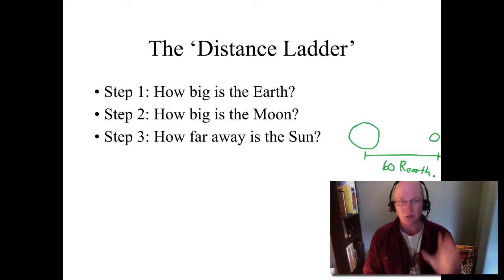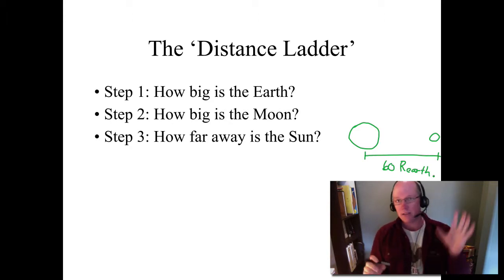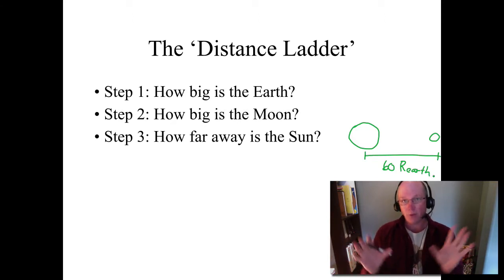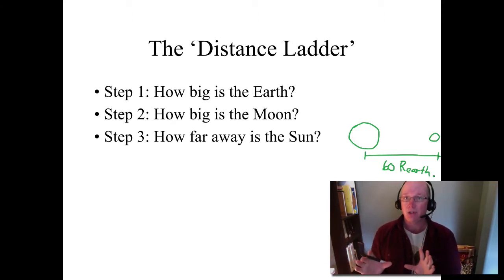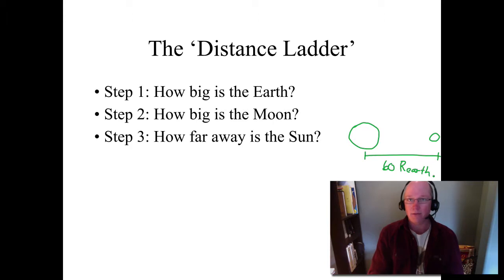Now this is a tricky observation, and it took a long time to do this carefully, but if you wait until the sun and the moon and the Earth are in a configuration that forms a right triangle, you can determine the distance to the sun by measuring an angle between the sun and the moon and knowing the size of the distance between the Earth and the moon. So this is a picture of what that looks like.